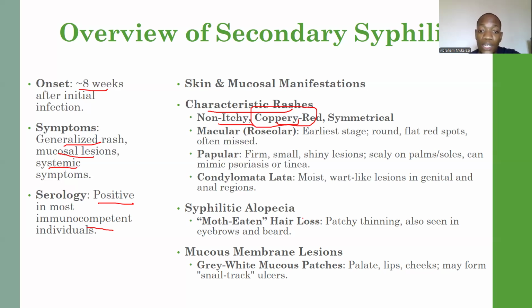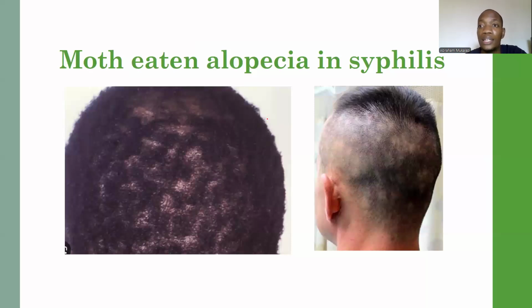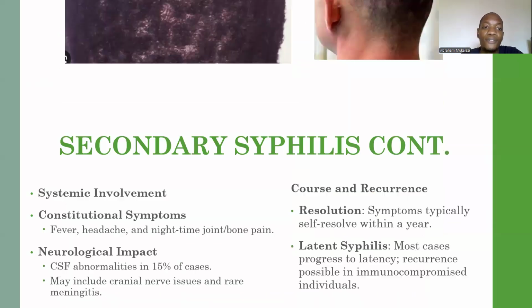In that case, you'll get gray-white mucus patches, which can also be seen on the palate, lips, cheeks, and they can form what we call snail track ulcers, especially in the mouth, like a lesion that's as if a snail passed there. It will look like that. So this is how the hair loss in syphilis will look like: moth-eaten. You see these patches of hair loss without a uniform or well-demarcated border, but you just get as if moth, when those insects eat on the leaves, they usually have those patchy holes in the leaves. So that's what we are having in this case of hair loss.